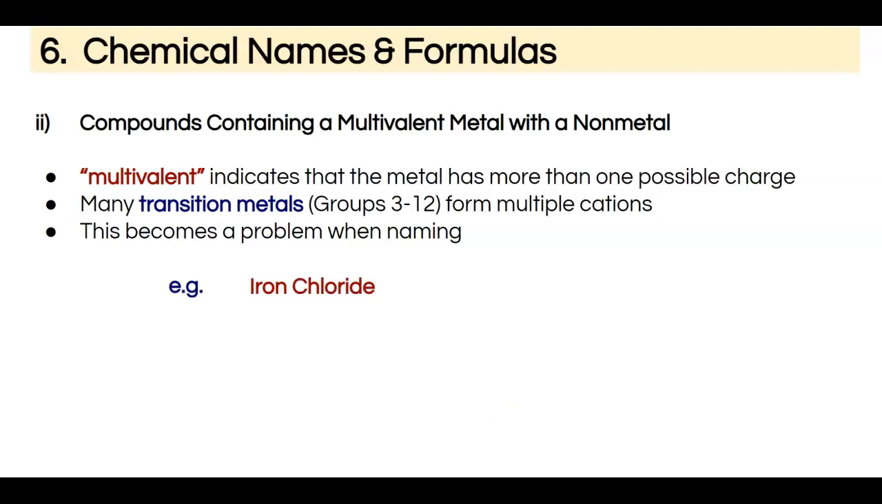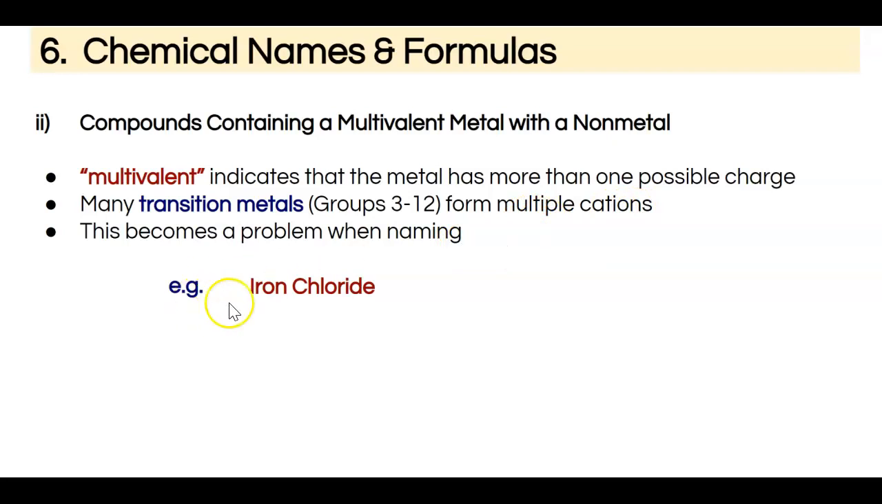So let's say, for instance, we have something like, I'm going to get right down to it, iron chloride, right? So iron is a transition metal. We haven't really talked about trends there, but often a lot of those transition metals have more than one possible charge. They form multiple different cations. And that becomes a problem when naming, to the point that we need to have a different rule.